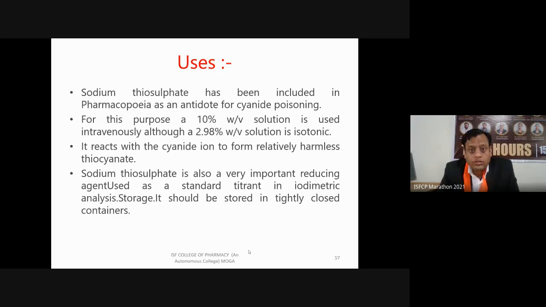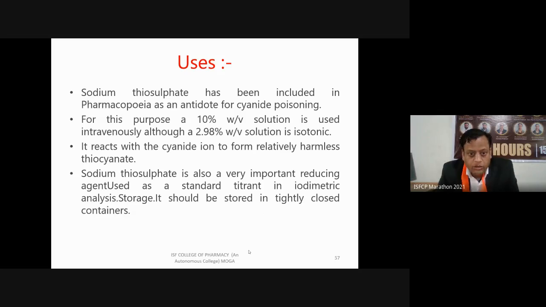As we discussed, sodium nitrite generally changes hemoglobin to methemoglobin, and that reduces the cytochrome oxidase changes and reduces the cyanide poisoning. In a similar way, sodium thiosulfate acts by reacting with the cyanide ion to form relatively harmless thiocyanate. So it produces thiocyanate, which is relatively harmless.